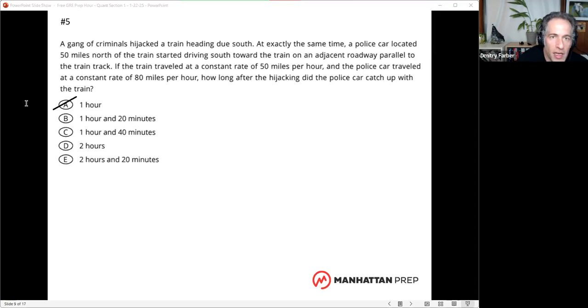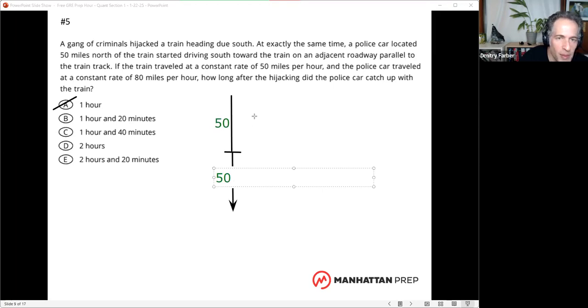Here's the starting point for the train, and they head due south, and they're going 50 miles an hour, but they're also 50 miles ahead. I could think of it like this. After 1 hour, they've gotten 100 miles ahead of the cops' starting position.